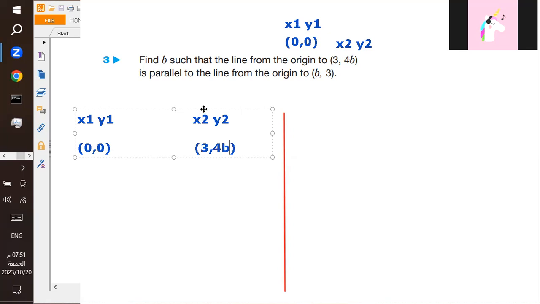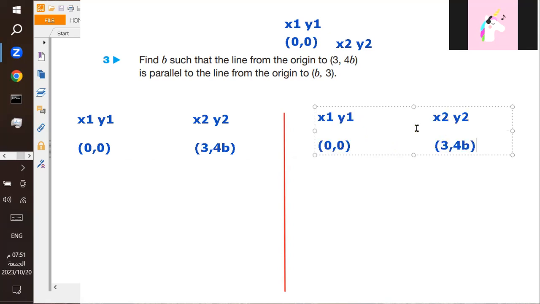So we're going to copy, put it here, paste, but we're going to change these to this point, which is B and 3. You will find this is B and this is 3. So we're going to find the gradient between these two, then between these two. If we have the same gradient, it means it's parallel. Okay, good. Now we're going to follow the rule, m equals the difference of y's, y2 minus y1 over x2 minus x1. That's the rule that we're going to use.